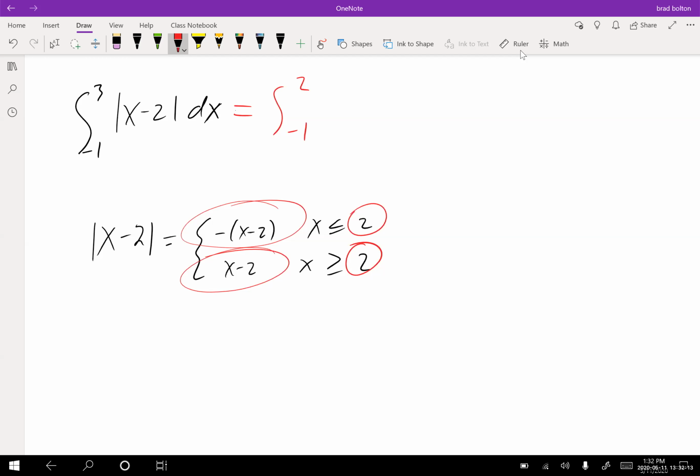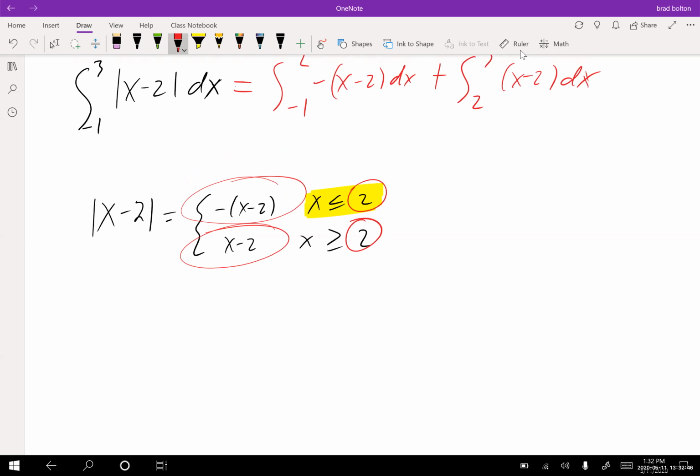And which of these pieces would deal with from -1 to 2? Well, this is less than or equal to 2, so this would be from -1 to 2, and we're going to say negative (x minus 2) dx. And then we learned with properties of definite integrals that you could start the next one from 2 and have it end at 3, and we would cover the entire interval. So this would be the integral from 2 to 3 of x minus 2 dx.